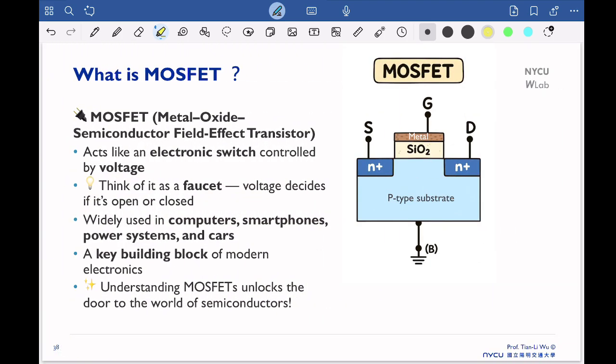As I already said, this is not our first time mentioning the MOSFET, so you probably already have some rough understanding. MOSFET's full name is metal oxide semiconductor field effect transistor, and we take the first letter of each word to call it a MOSFET. This is a transistor, like an electronic switch that can be controlled by voltage, and it can control whether electrons flow or not. MOSFETs are widely used in computers, smartphones, power systems, and cars. It is a key building block of modern electronics.